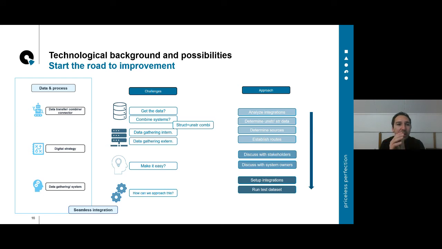For example, in practice we see a lot that processes combine system data with data that's saved on local drives, like side calculations, all kinds of things that they do locally, where only the results are presented into the central process.